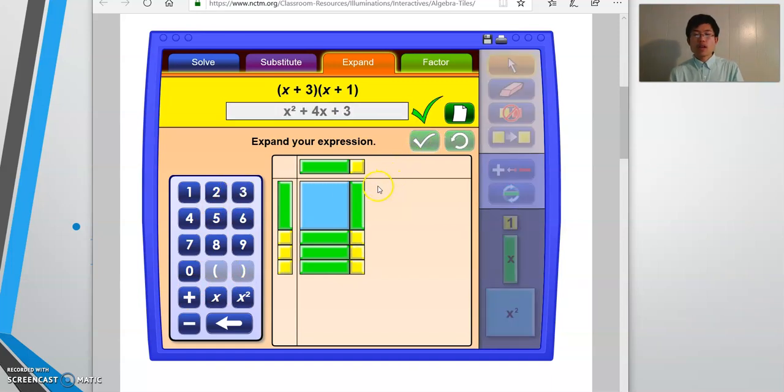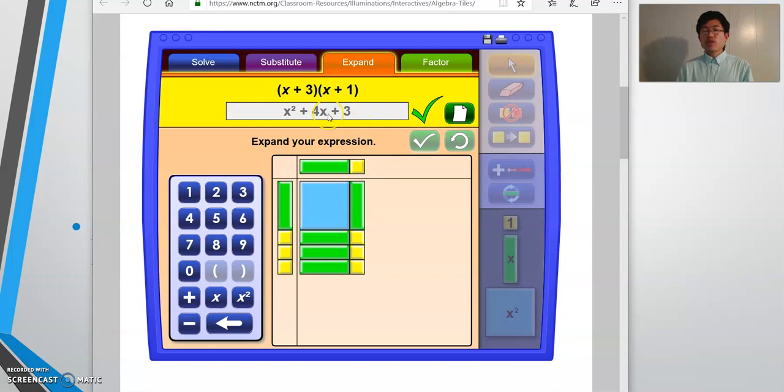Done. As you noticed, I put the x squared first, I put the 4x second, and I put the 3 last. In general, put the highest exponent first, and then the second, and then the third, and then the fourth, if you have more than that. So now if you have an x cubed, then you'll put x cubed, and then x squared, and then x, and then no x.